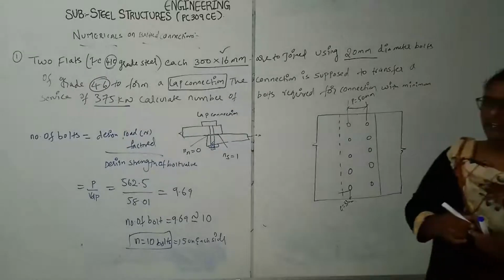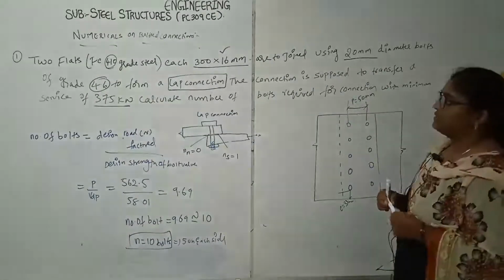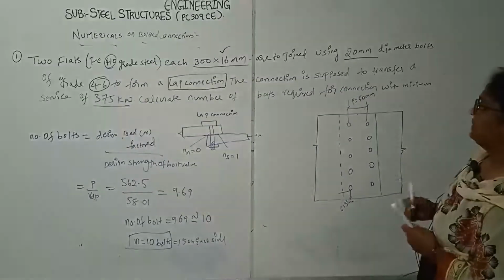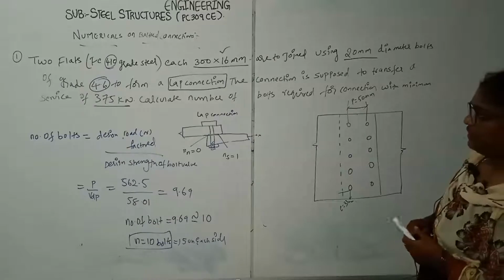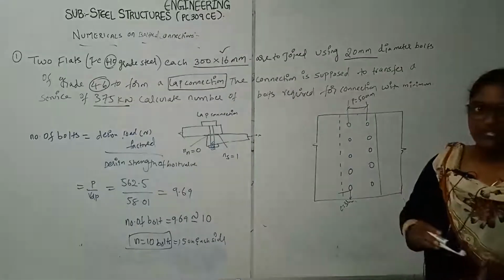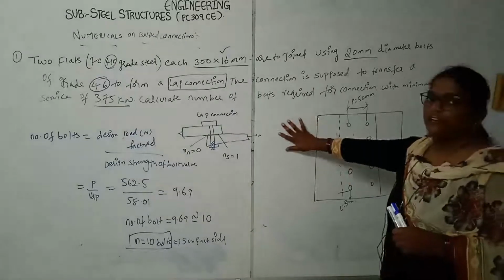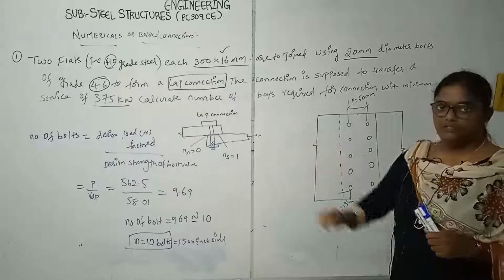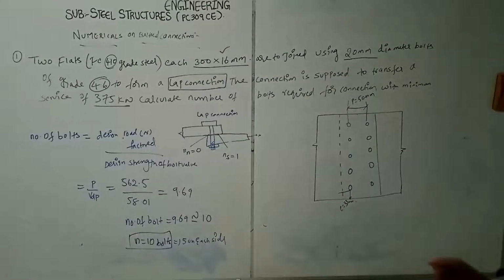I hope everyone understood this problem. Here we were just asked to design the lap connection. In that lap connection we have the service load of 375 kilonewtons that we have factored, and we have found the shearing capacity of the bolt and the bearing capacity of the bolt. So kindly write down this problem in your notes. This is all for today. Thank you. I will solve the next problem in the next lecture.